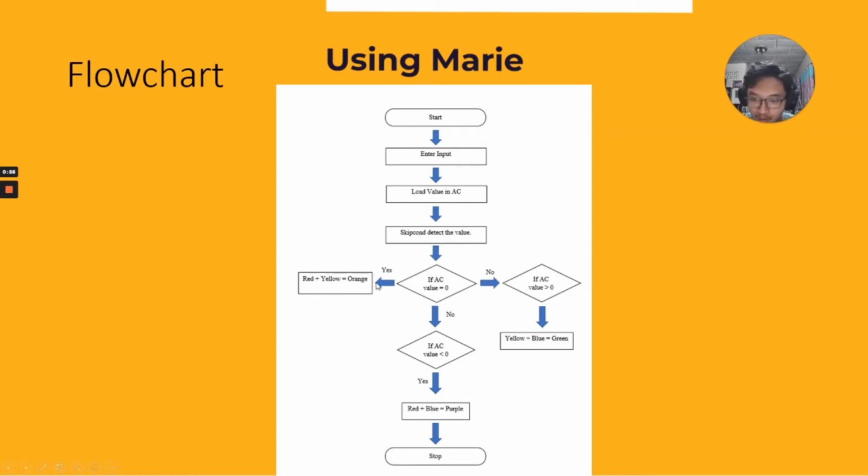The left one, yes: red plus yellow is orange. If no, and the value is more than 0, it will show yellow plus blue, which is green. And if it's also no, and the value is lower than 0, which is the opposite of before, it will show red plus blue equals purple. And then it will stop.